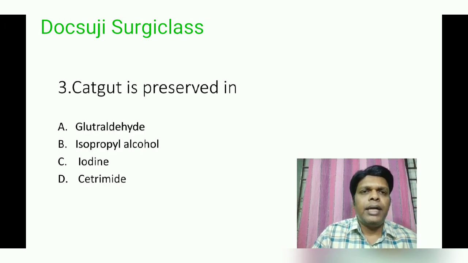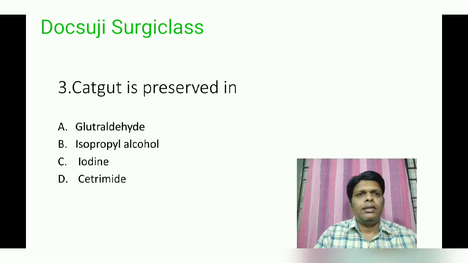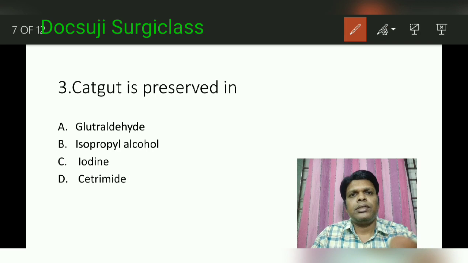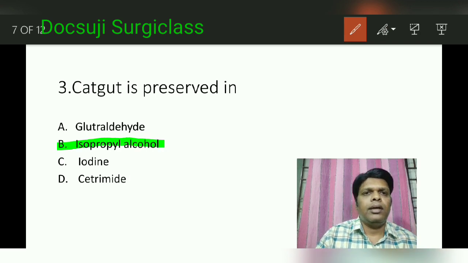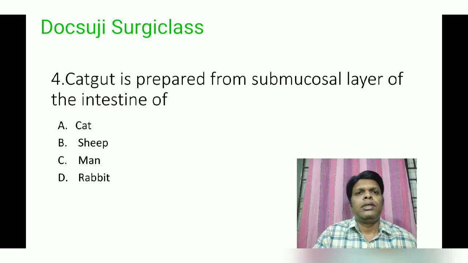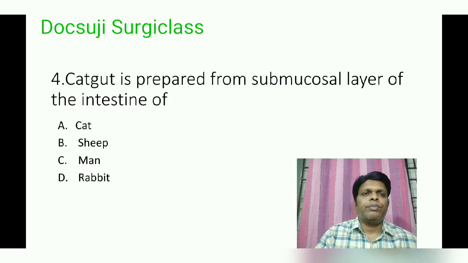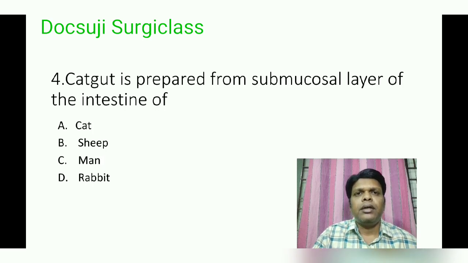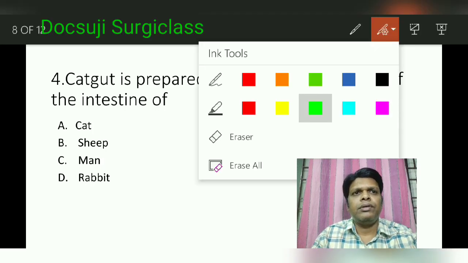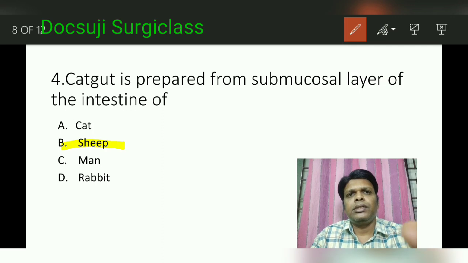Question number 3. Catgut is preserved in. This is again a straightforward question. You know the answer, that is option B, isopropyl alcohol. No need for any explanation. Next question. Catgut is prepared from the submucosal layer of the intestine of what? Cat, sheep, man and rabbit. Again a straightforward question, the answer is sheep.